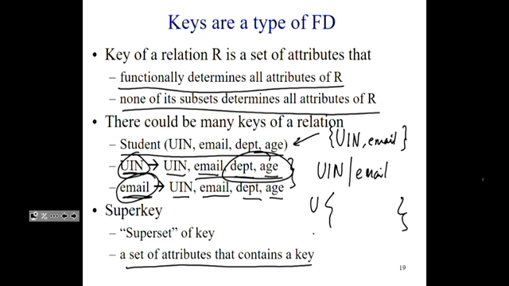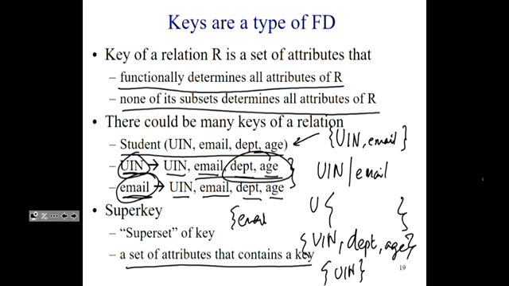Right, so UIN, department, age is a super key. UIN by itself is a super key. Email, age is a super key, and so on. So all of these are super keys because they contain a key, right? They contain a key, and therefore they are a super key.